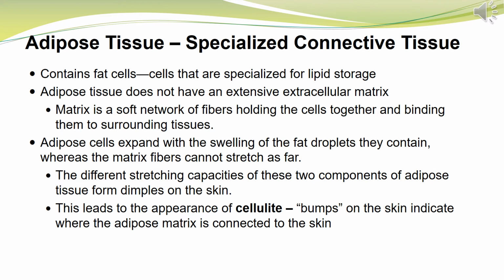And the different stretching capacities of the two components of adipose tissue versus the matrix actually help to form dimples on the skin. And these aren't the dimples on your face, obviously. This is what we call cellulite, which are bumps on the skin which indicate where the adipose matrix is connecting to the skin. And this is kind of more of a problem of older women, but here we are talking about it anyway.